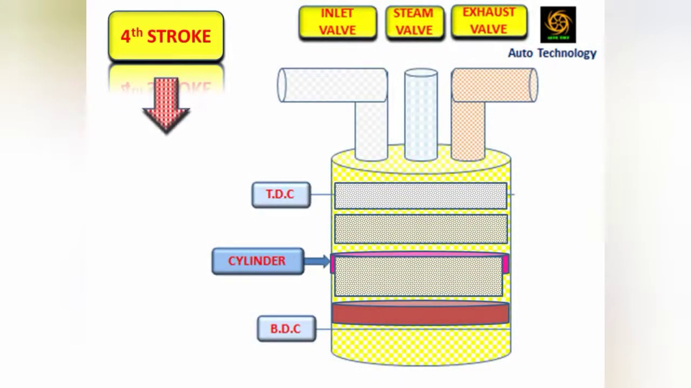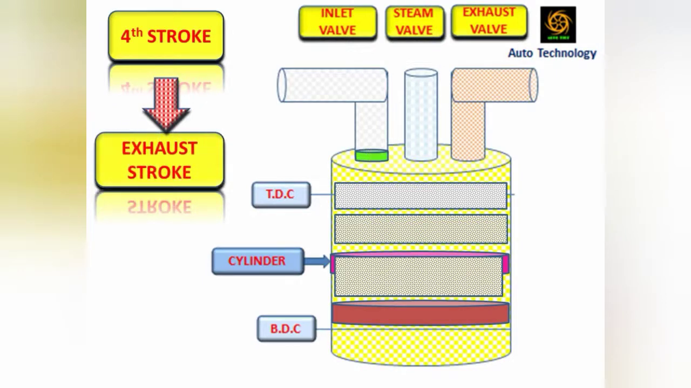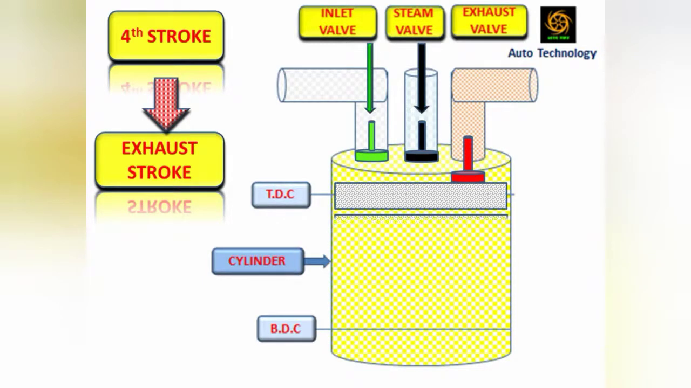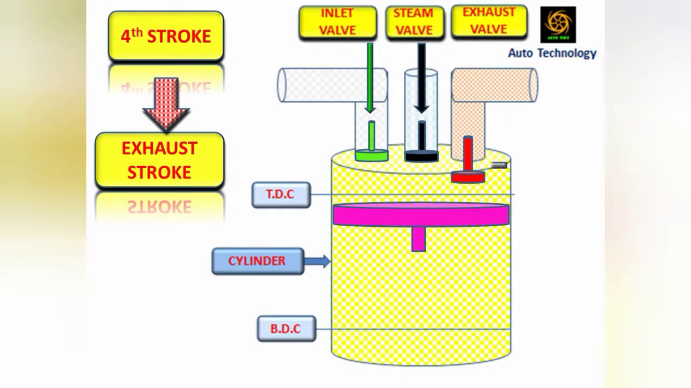The fourth stroke of the 6-stroke engine is the exhaust stroke. In this stroke, the inlet valve is in closed position, the steam valve is closed, but the exhaust valve is in open position. The piston moves upward from BDC to TDC, and burnt gas escapes from the cylinder through the exhaust valve. This burnt gas is harmful due to the presence of carbon monoxide, carbon dioxide, sulfur dioxide, and other particles. These 4 stroke principles are the same as a 4-stroke petrol engine.